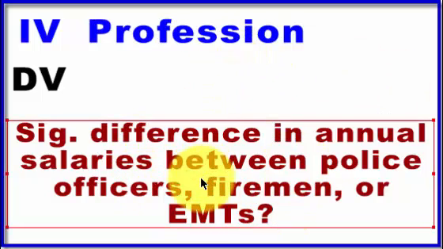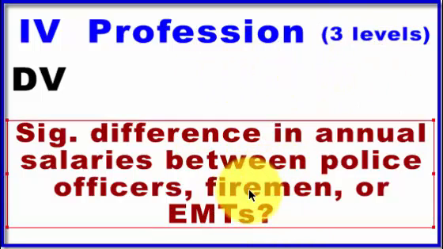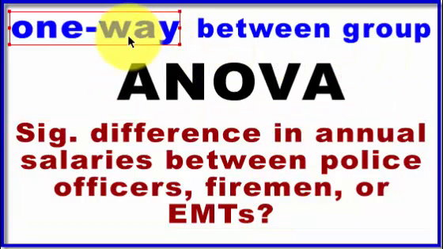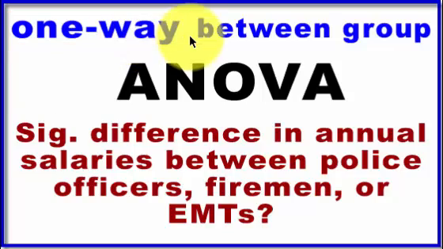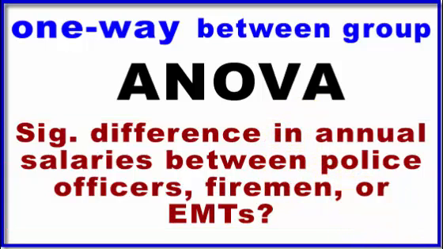Like this one, you could call it profession, right? This is what these guys and gals do for a living. And the DV, there's 3 levels, and the DV would be annual salary. So that's a perfect example of a one-way between group ANOVA. Is there a significant difference in the DV of annual salaries between the IV profession with the levels of police officer, firemen, or EMTs?